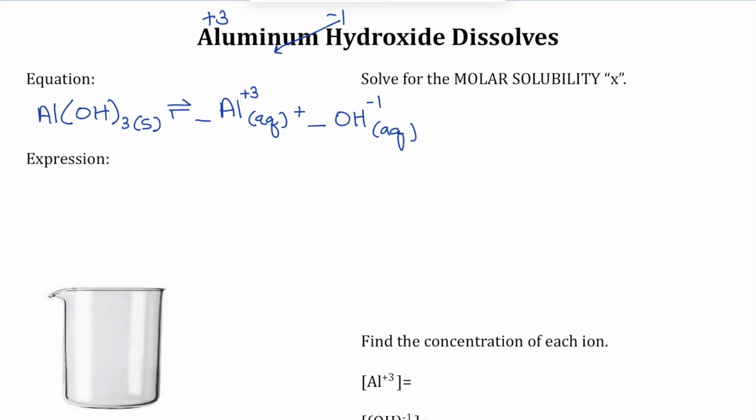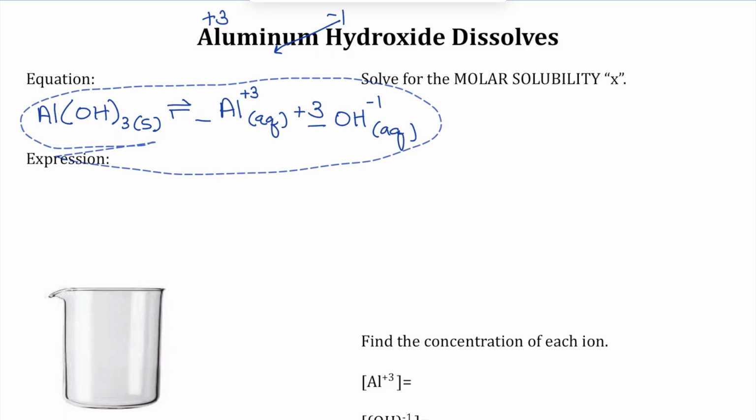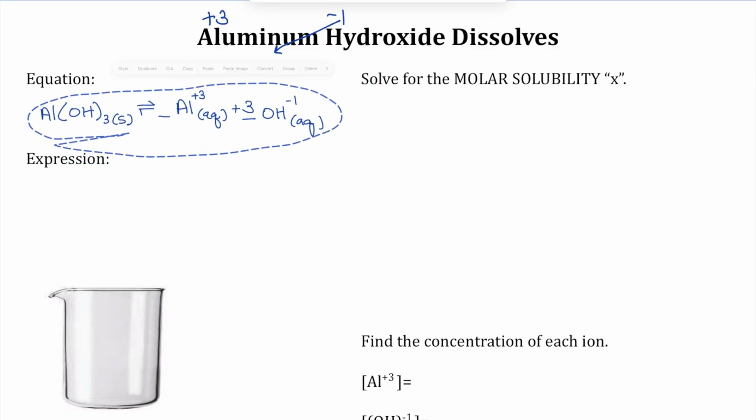when we were looking into the fact that solubility means a lot of different things. And then I look at this and I want to balance it. So I have 1 aluminum on both sides. I have 3 OHs on this side, so I need a 3 here. And that's also going to get us that neutral +3, and then 3 times -1 is -3. So that was our first step, writing our balanced equation.